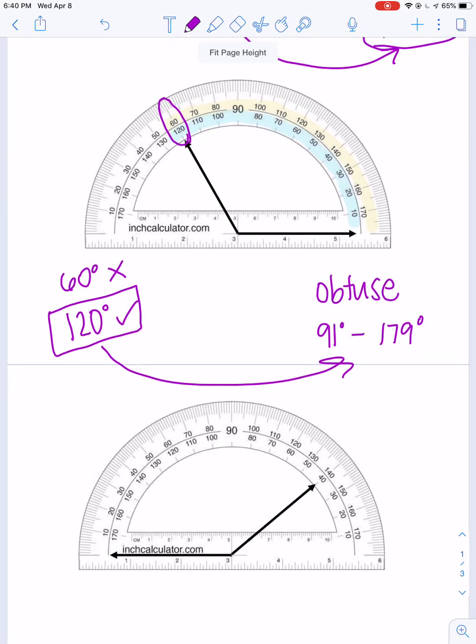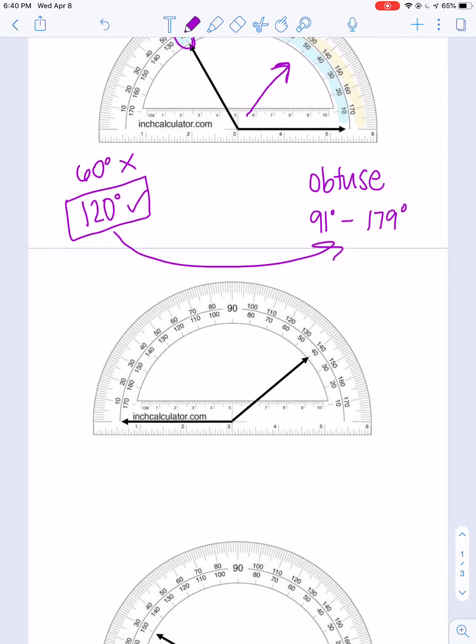Looking at both of these, I can see that this angle was opening to the right. This angle now opens to the left. It doesn't change the process as long as I'm pre-assessing first. So looking at this angle, I know that it's obtuse, and I know that makes it between 91 degrees and 179 degrees. Now, again, this ray is lined up on 0.